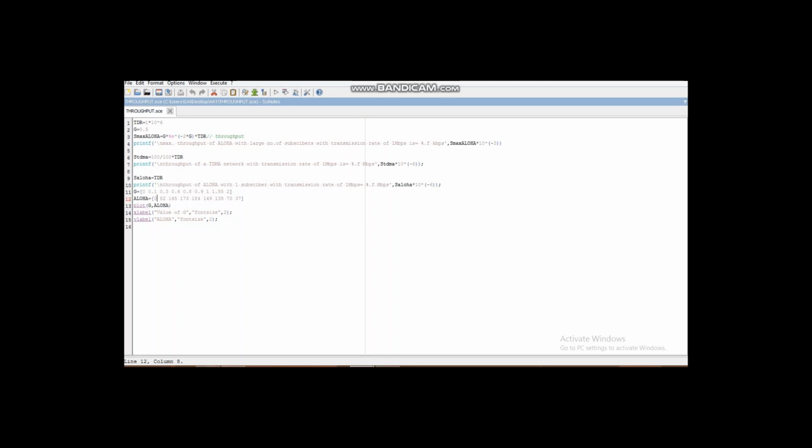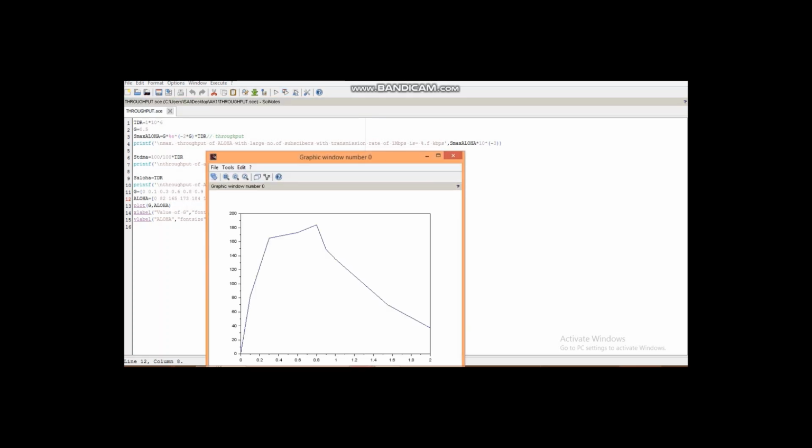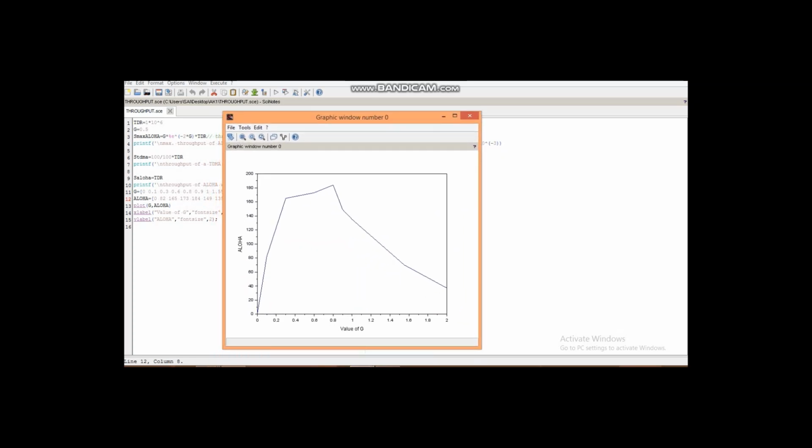When you run this code, for a specific value of g you will get a specific value of Aloha. So what we did was, I previously ran this and gathered the value of Aloha for different values of g. Now let's plot this graph. We can observe that the Aloha function is maximum when the value of g is near 1.